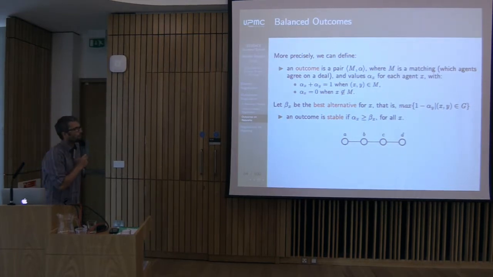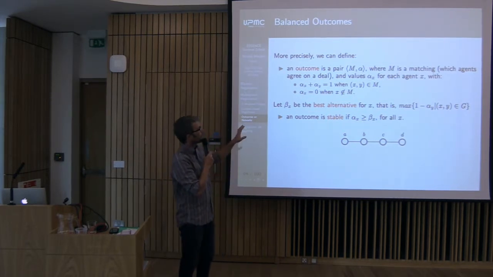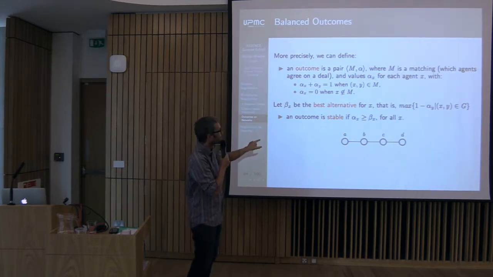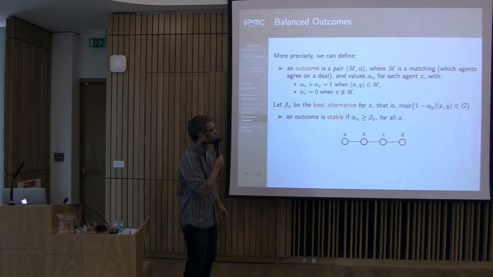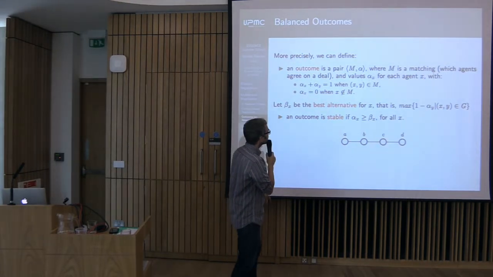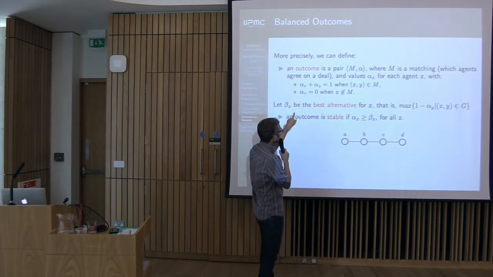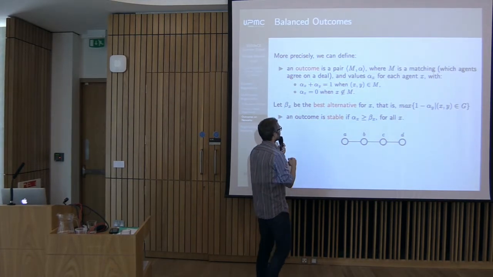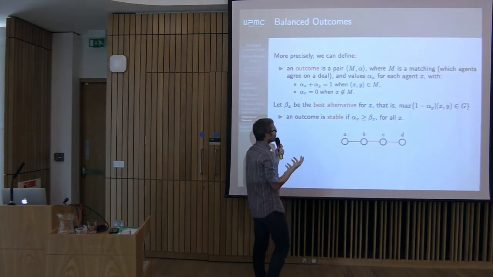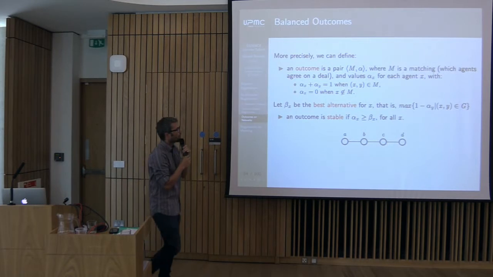Let's be a bit more precise about this. In that case, an outcome is a pair (M, alpha), where M is a matching, so which agents agree on a deal, and alpha X is the value for each agent. And it has to be the case that in this matching we divide $1, so alpha X plus alpha Y has to sum to 1. And alpha X is 0 if you are not in the set of agents which are matched.